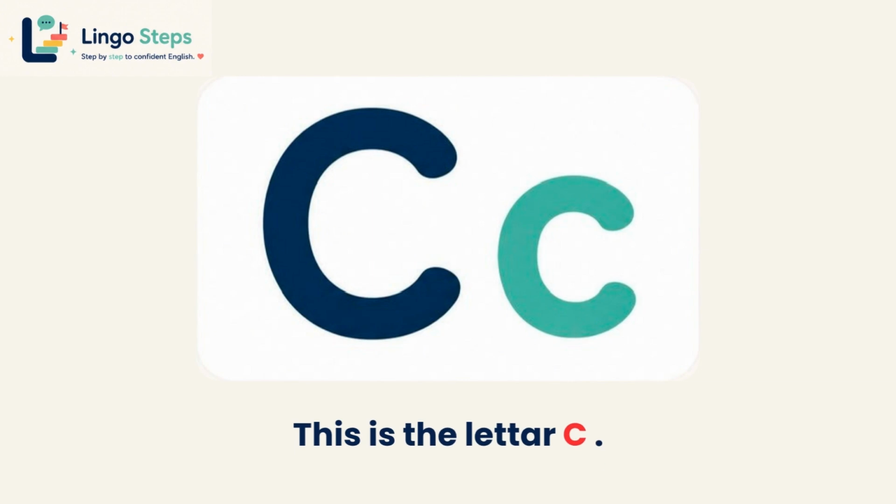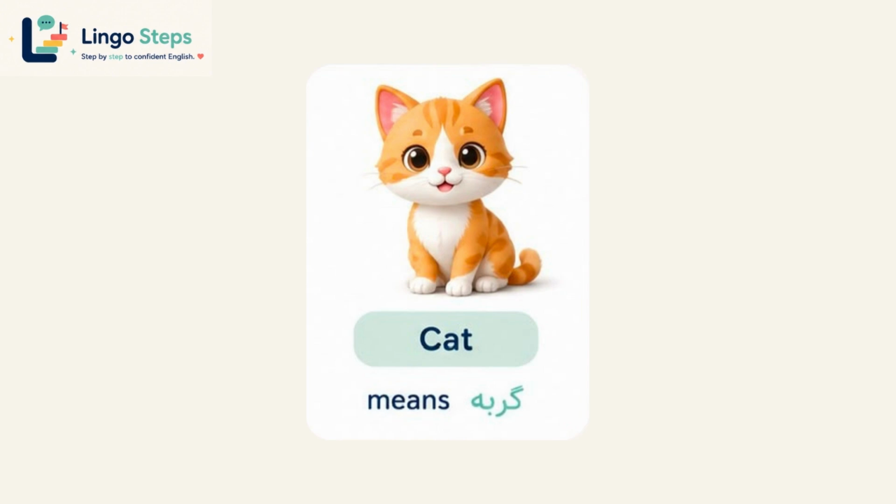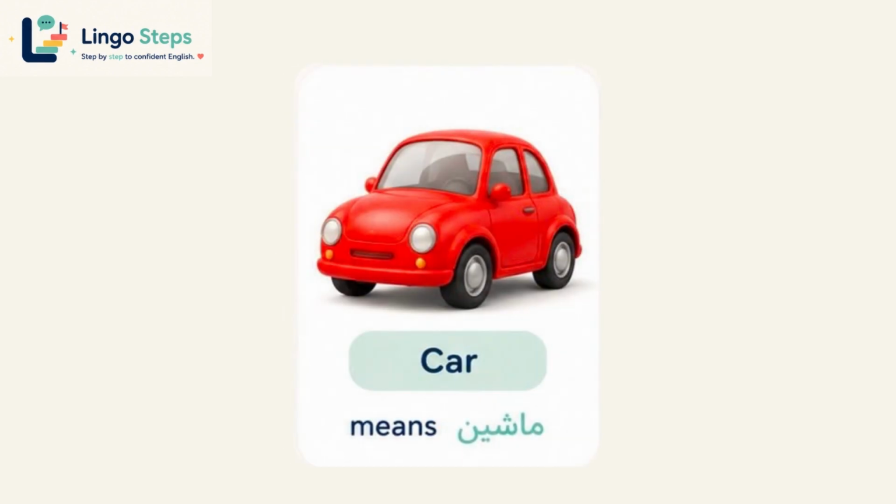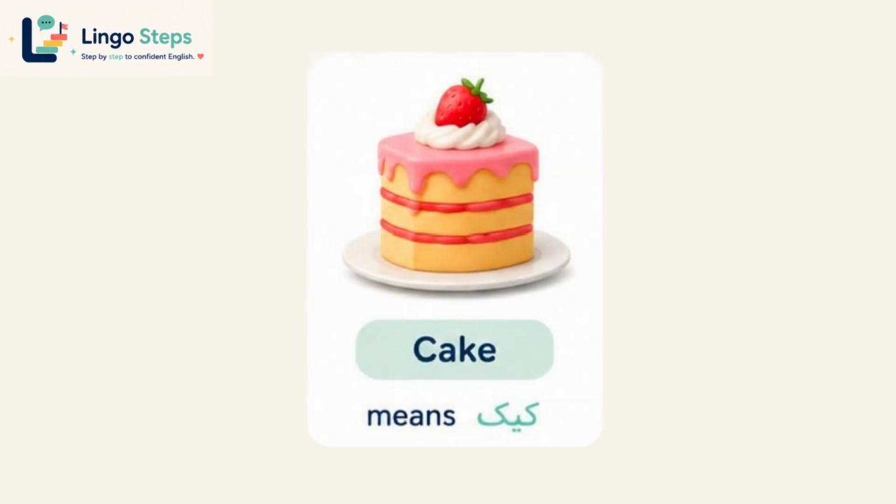C. This is the letter C. Repeat. C. Cat. Repeat. Cat. Cat یعنی گربه. Car. Repeat. Car. Car یعنی ماشین. Cake. Repeat. Cake. Cake یعنی کیک.